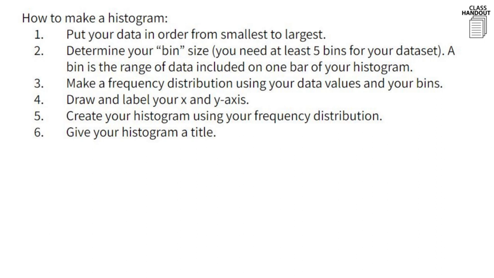Generally you want at least 5 bins for your data set. Based off of that, that's how you can determine what your bin size is. A bin is a range of data included on one bar of your histogram. Then we're going to make a frequency distribution using your data values in your bins. We're going to draw and label our X and Y axis, then create our histogram using our frequency distribution, and then give the histogram a title.